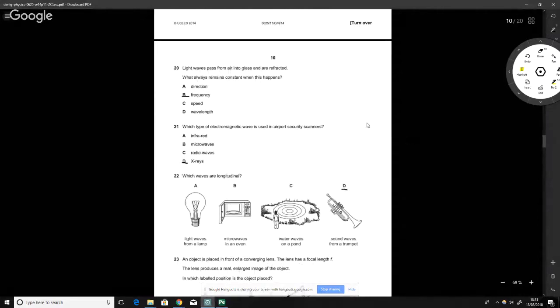Okay, light waves pass from air into glass and are refracted. What always remains constant when this happens? It's the frequency. All right, so the speed is changing, but the frequency is not. The wavelength is also changing. So the speed is going down. If the frequency is remaining constant, the wavelength also goes down. So that's also why that one is not a constant. So the answer is the frequency.